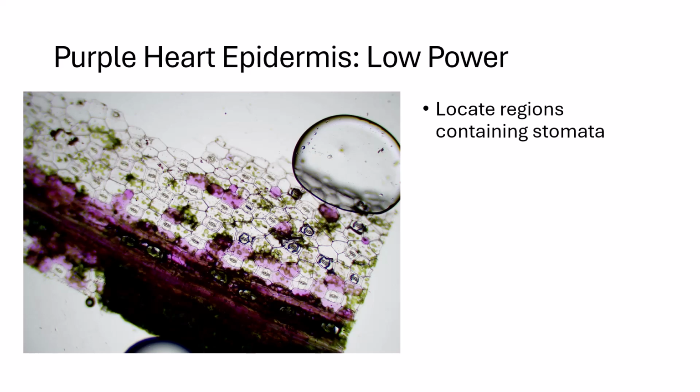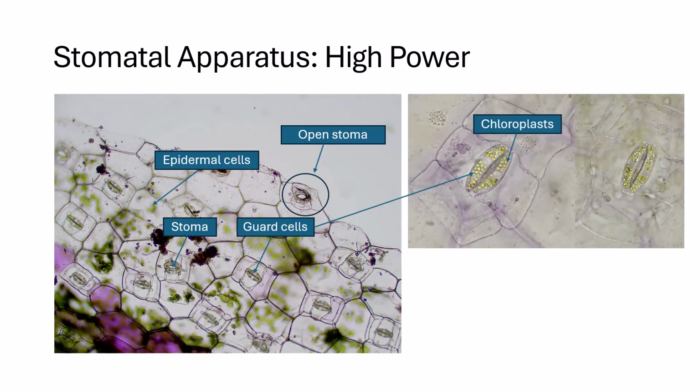Here we have the purple heart lower epidermis. Under low power, scan the surface and look for lighter or greenish areas where stomata may be present. At higher magnification, locate the stomatal apparatus. I think they look like lips with cheeks. You should see two curved guard cells surrounding a central pore, the stoma, embedded among ordinary epidermal cells.